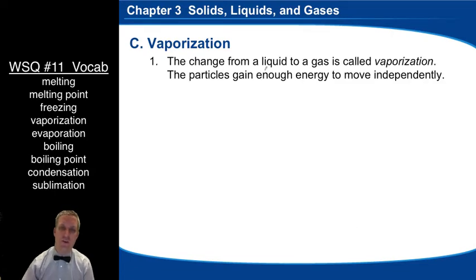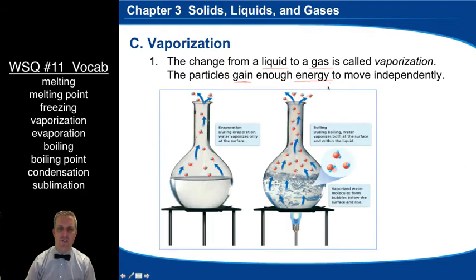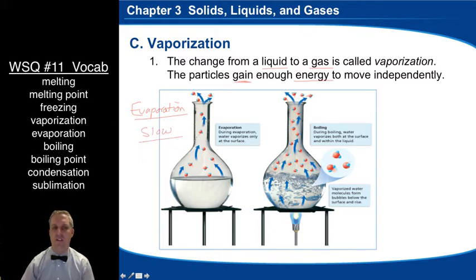You then have vaporization. Vaporization is a change from a liquid to a gas. Vaporization is when the particles get enough energy, they're getting faster, that they break to the point where they're no longer confined like a liquid. They can move independently. They have an indefinite shape and an indefinite volume. In this case, we see two different types. You can have evaporation. Evaporation is a type of vaporization, and the easiest way to think about it is slow vaporization. It's happening slowly over an amount of time.